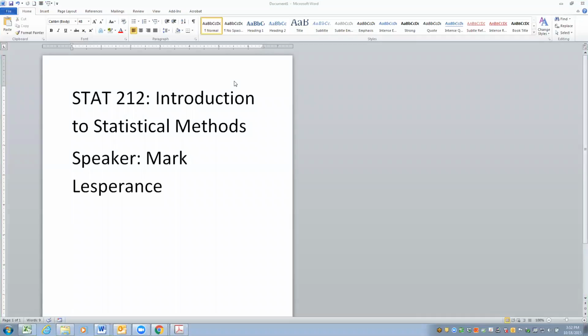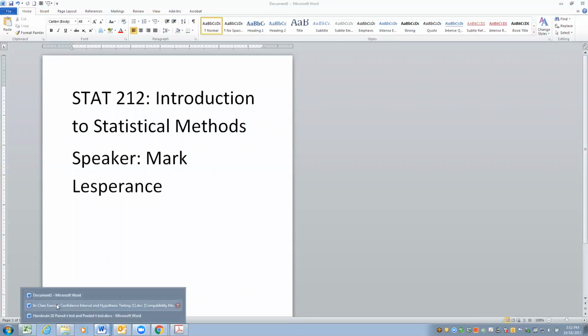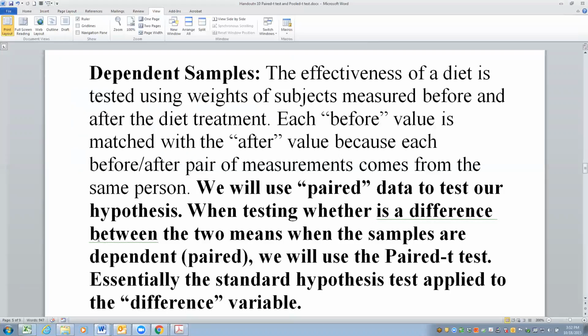We're now going to go through a couple of examples to illustrate the process by hand calculations and also how you would do this in StatCrunch. The first example we're going to do is a dependent samples or paired samples.